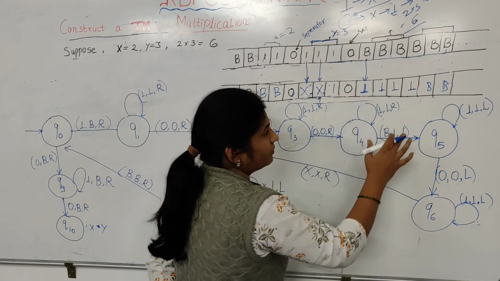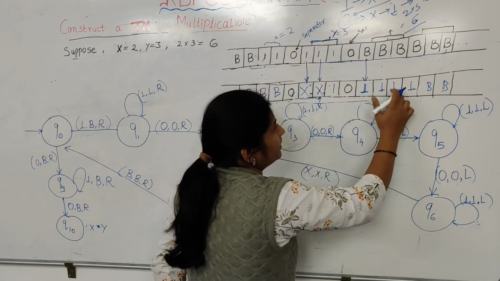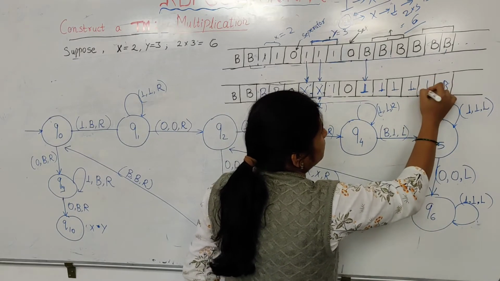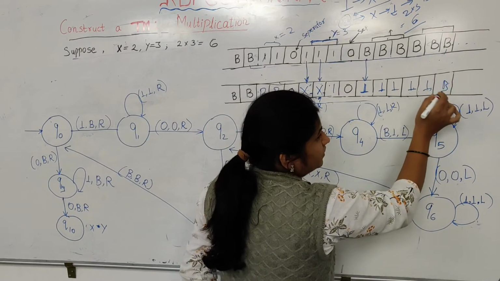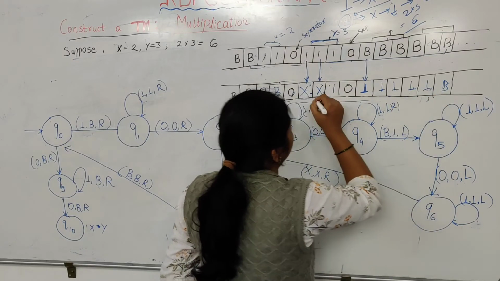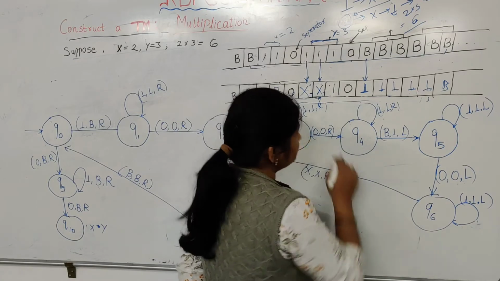If there are 1s, keep them as they are, ignore them. If there are 0s, keep them as they are, ignore them. If there are any number of 1s, ignore them. If we encounter the blank, we have to change it into 1. After that, what is that blank symbol? Once you write it, you have to again move towards the left until we encounter the x.